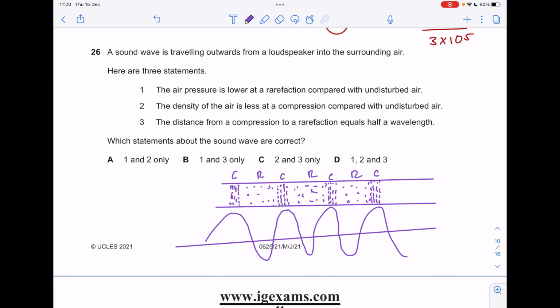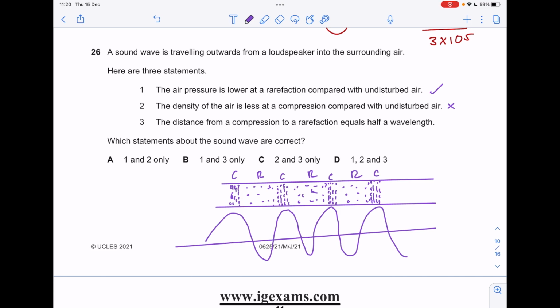The air pressure is lower at a rarefaction compared with undisturbed air. Well, you're sending a sound wave, so this is actually true. The density of the air is less at a compression compared with undisturbed air. No, wherever there is a compression, you've got quite a high density in comparison to undisturbed air, so that's false.